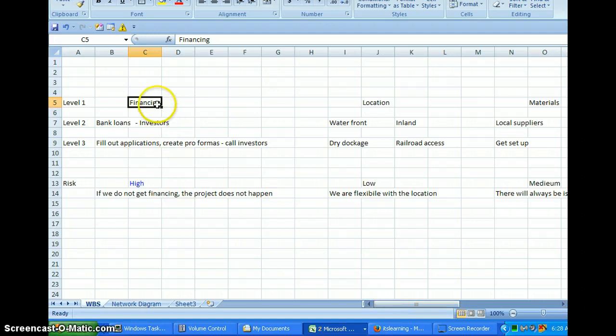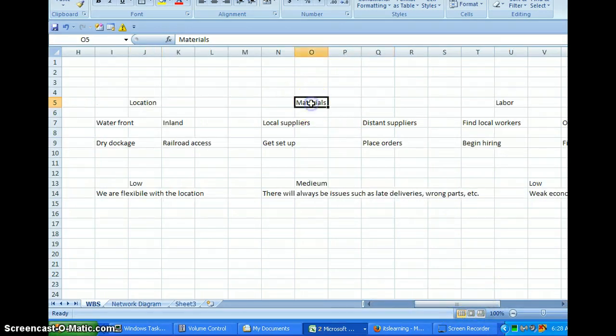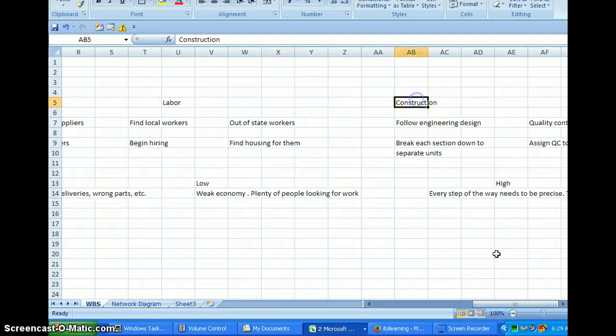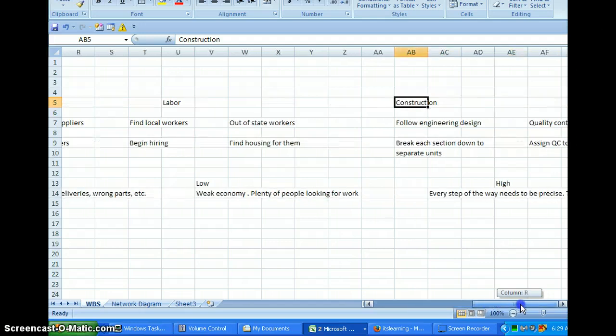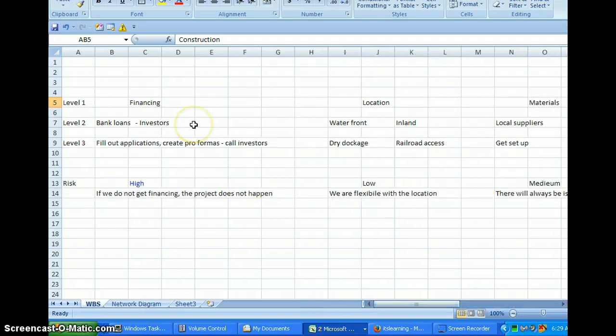As you can see, there's financing, location, materials to build the ship, and then labor, and finally the construction of the ship. These are the 5 categories we have. The project calls for 10, so again, I listed several more in the bulletin. So please use those as you wish, or create other ones as you see fit. It's entirely up to you, but please try to get at least 10 work breakdown structures.